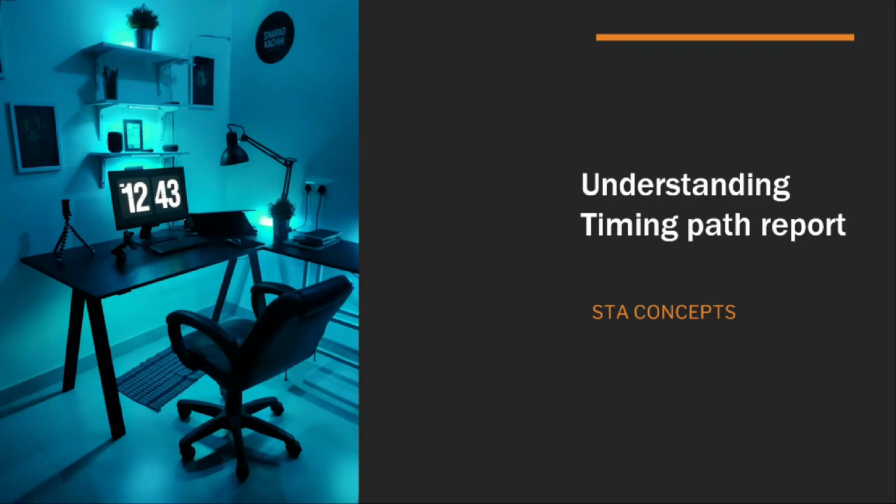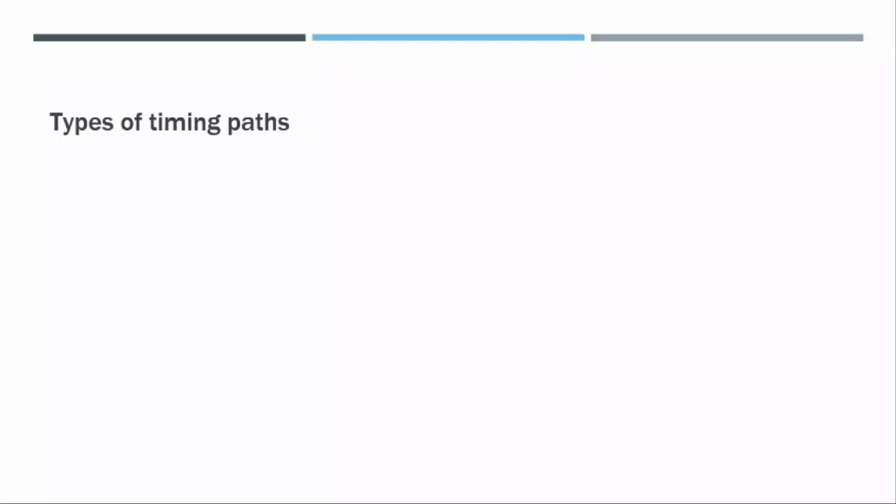Hey guys, welcome back. In the last couple of videos, we have understood what is timing path and what is timing arc and other concepts. So now in this video, we will deep dive into timing path and understand how to read a timing path and understand its parameters and go through a timing path to debug any problem with the timing path or any constraint related to it. So let's get started.